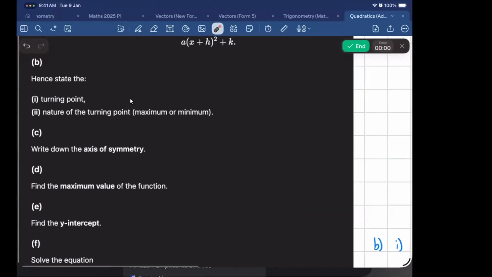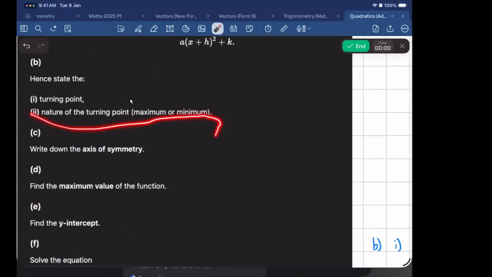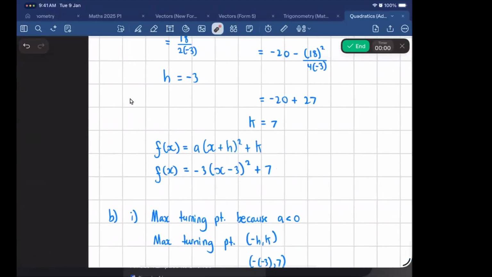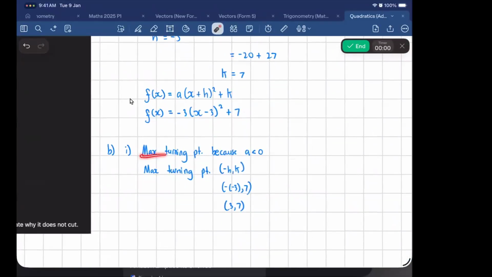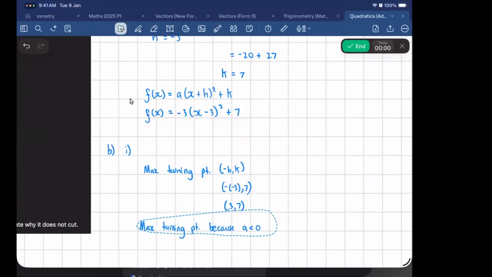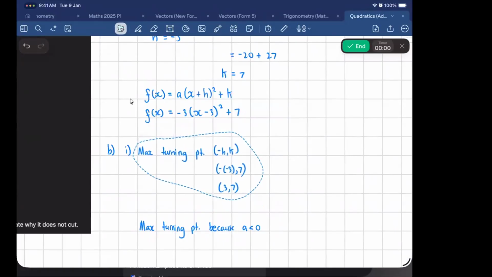Part two. Well, we already answered part two, right? They asked us for the nature. And we said it was a maximum because A is less than 0. So let's just put this as part two, and this as part one.